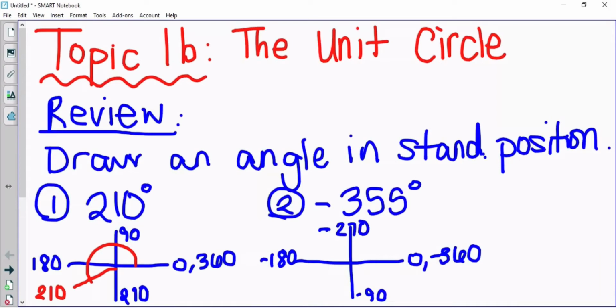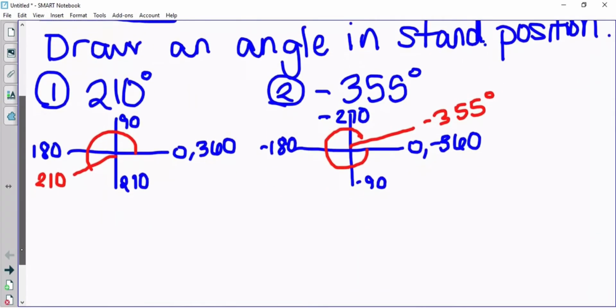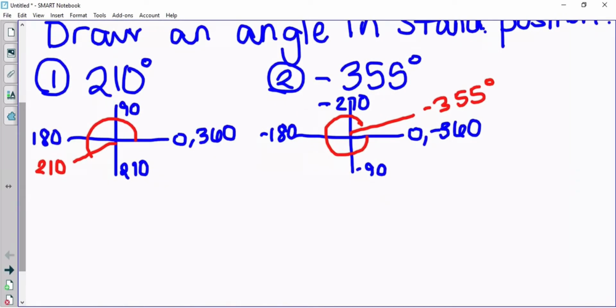So let's draw our angle. Let's start on the positive x-axis and rotate down past negative 180, past negative 270, and negative 355. It actually would be a little bit closer, but as long as you're in the right quadrant, you are okay. Negative 355 would bring me to the first quadrant. So those were two angles that were in degrees. I want us to draw some that are in radians, because that's what we really need to get good at. We're going to be working a lot in radians in this class.